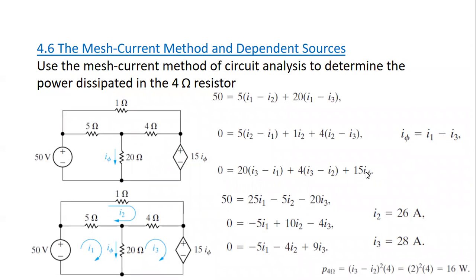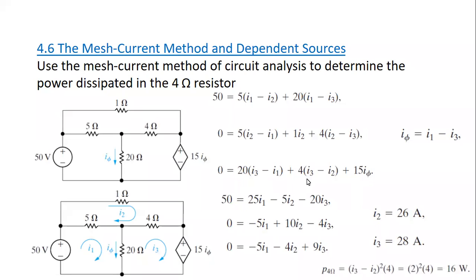So again, I will collect the numbers. So I have negative 20 I1. And here I will have 15 I1. So it will be negative 5 I1, because negative 20 plus 15 is negative 5.